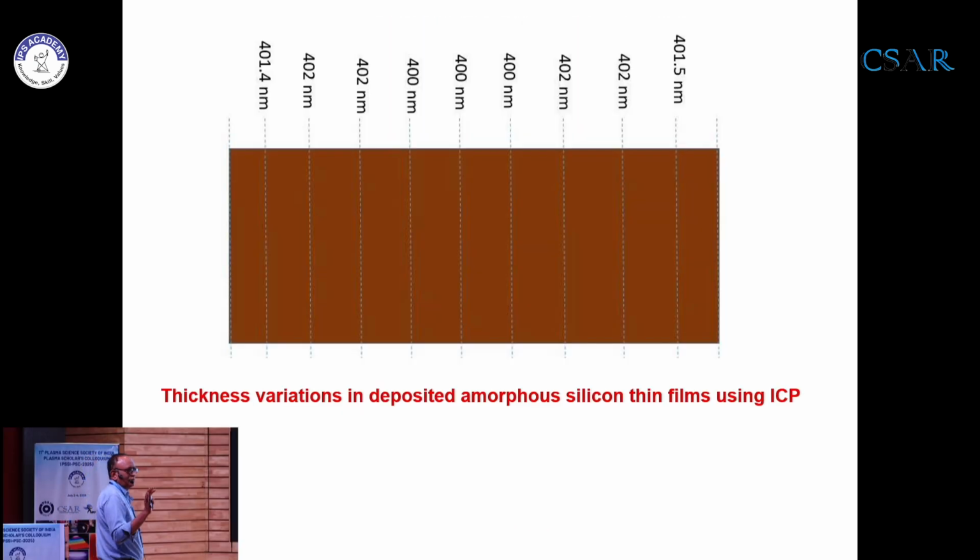On a 5-inch diameter glass substrate, amorphous silicon was deposited and its thickness was measured. On the 5-inch diameter, you see the variation: 401, 402, 403, 400 nanometer. That is 1 nanometer in 400 nanometer. So this is the scenario. Of course, we have not shown it on 8-inch because an 8-inch substrate was not available, but on 5-inch, this is the uniformity.